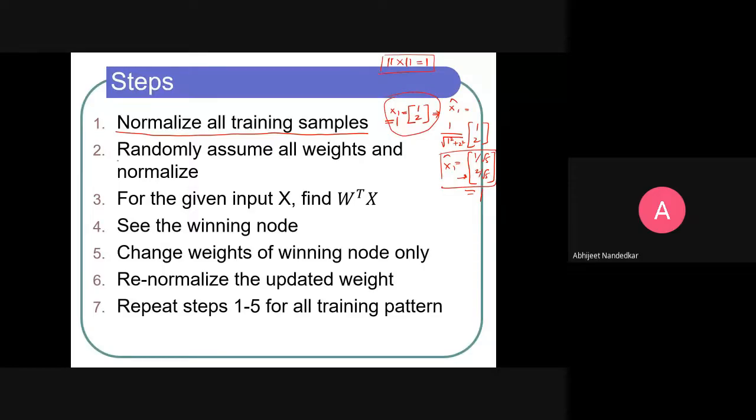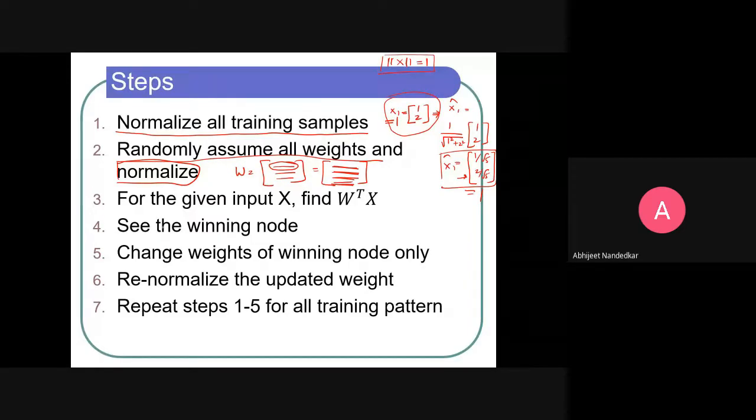The second step is to randomly assume all weights and again normalize. This step is again important. You assume a weight matrix which consists of the weights of all the neurons, and you take row number 1, normalize it and put it into the normalized matrix. Then the second, then the fourth, and so on. These rows are made intentionally normal. The reason I have explained in the last class.